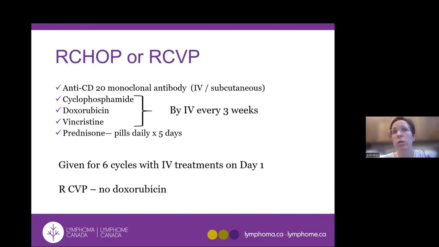We may also consider this treatment in a patient that is a young female wanting to have future pregnancies, because there's not a lot of data on fertility post bendamustine and rituximab. RCVP is definitely gentler and very tolerable, but tends to have a shorter duration of remission than BR, and that's why it is not our preference.